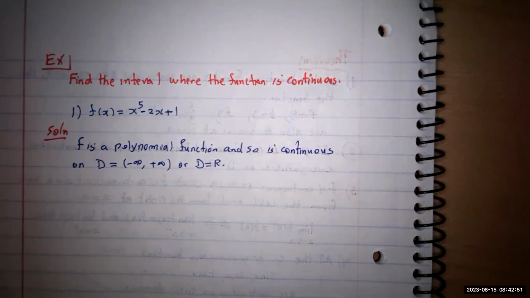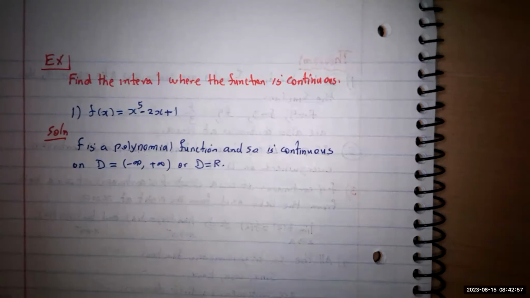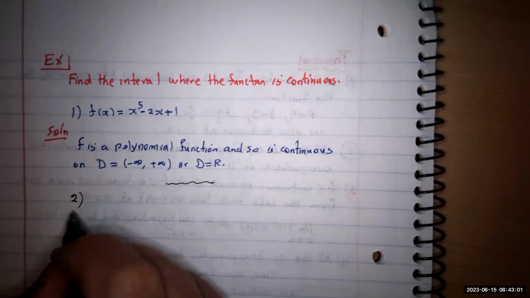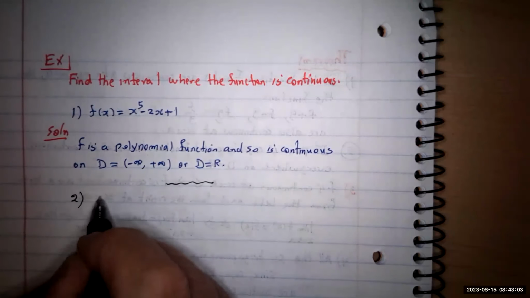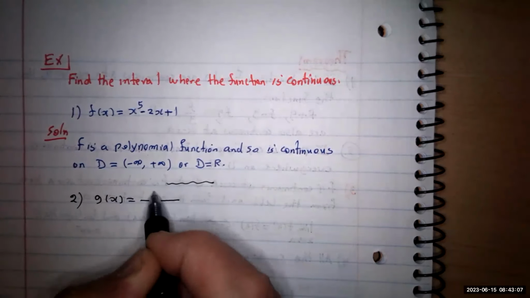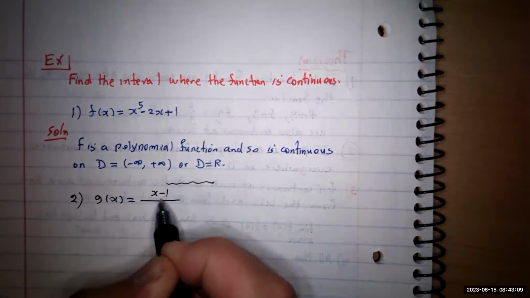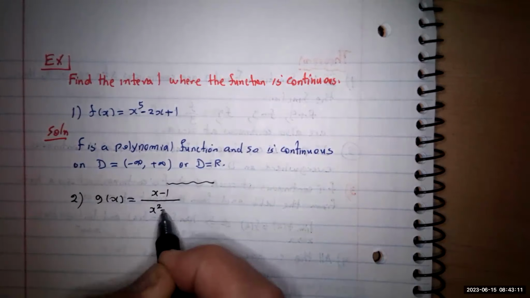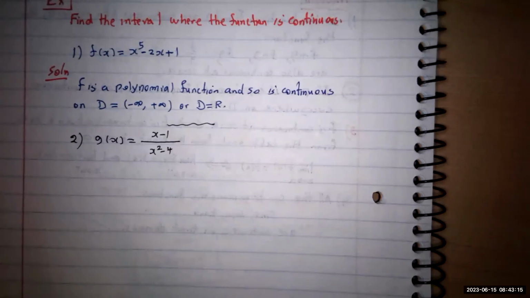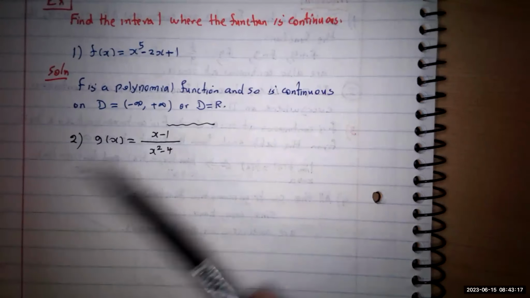So the important part is to check what type of function you have. Ready for the next one? The next group, of course, is a rational function. g of x equals x minus 1 over x squared minus 4. It's a rational function because of the x here. You know that it's a quotient of two functions.